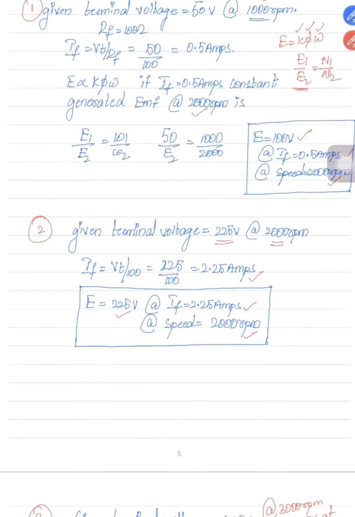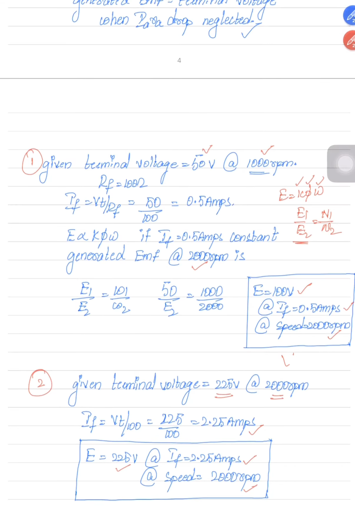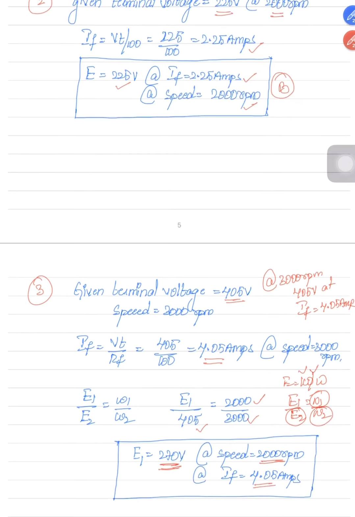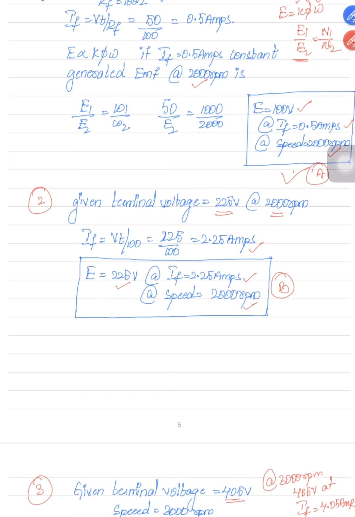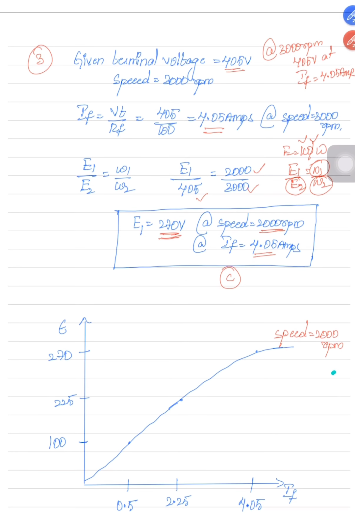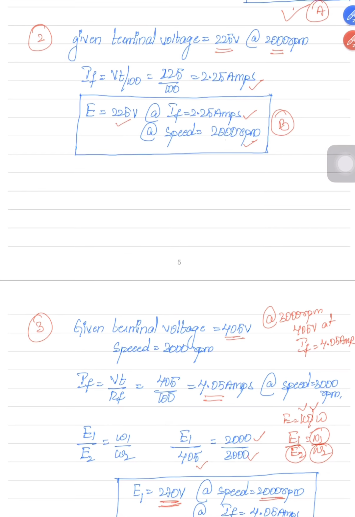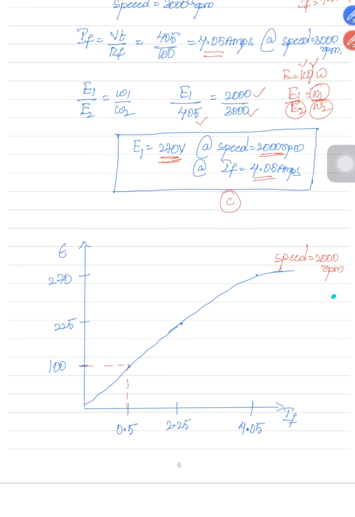Now we plot these three points: this is A, this is B, this is C. We know at a field current of 0.5 amps we are getting a voltage of 100 volts. At 2000 rpm, at 2.25 amps I am getting a voltage of 225 volts. Similarly, at a field current of 4.05 amps I am getting a voltage of 270 volts, right?